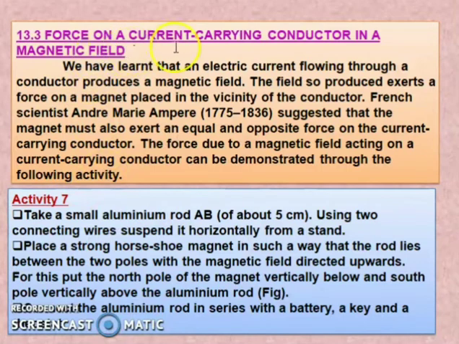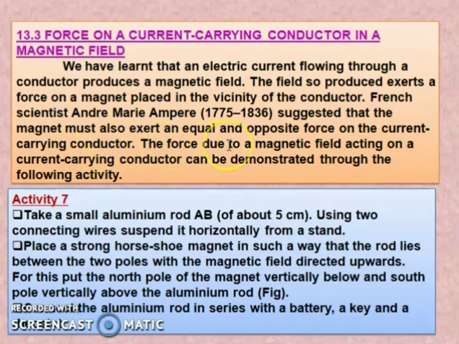Next, force on a current carrying conductor in a magnetic field. Here we are going to see another force on a current carrying conductor in a magnetic field. We have learned that an electric current flowing through a conductor produces a magnetic field. The field so produced exerts a force on a magnet placed in the vicinity of the conductor. The French scientist Andre-Marie Ampere suggested that the magnet must also exert an equal and opposite force on the current carrying conductor.